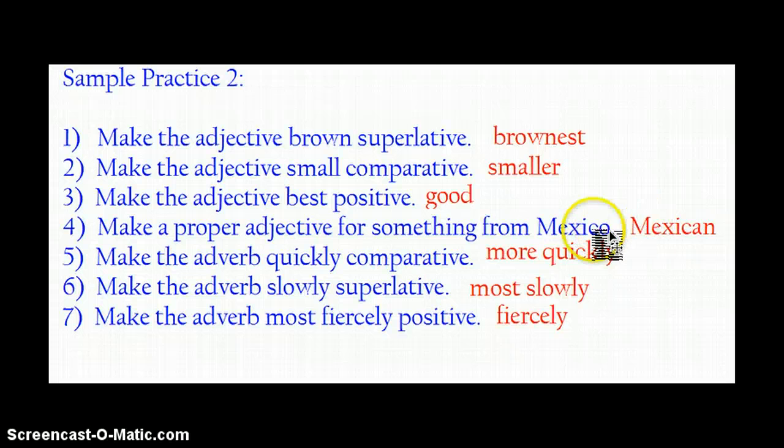Proper adjective for something from Mexico is Mexican. Then to make these adverbs with the ly, comparative and superlative, you add more or most. And then just the positive form of most fiercely is fiercely. Again, if you missed any of those, I would go back to the adjective or adverb video.